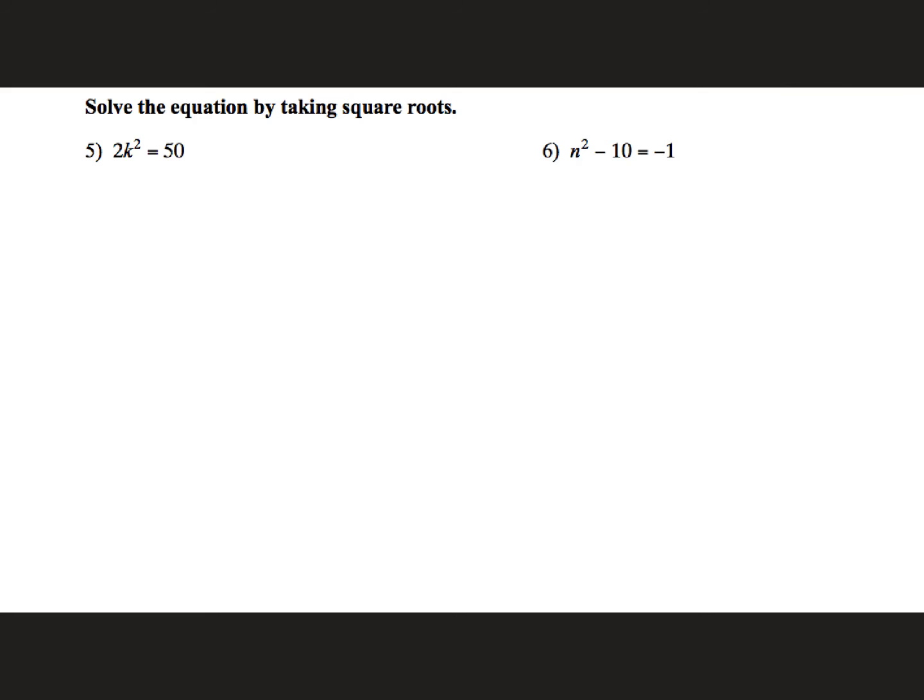Taking square roots. Okay, so I would get the k squared by itself. So k squared divided by 2, you get 25. Now that's k squared. To undo the square, hopefully you know this by now, but you take the square root of both sides. So k is going to be 5, but it's also negative 5, because negative 5 times negative 5 is positive 25. So you have two possible answers.